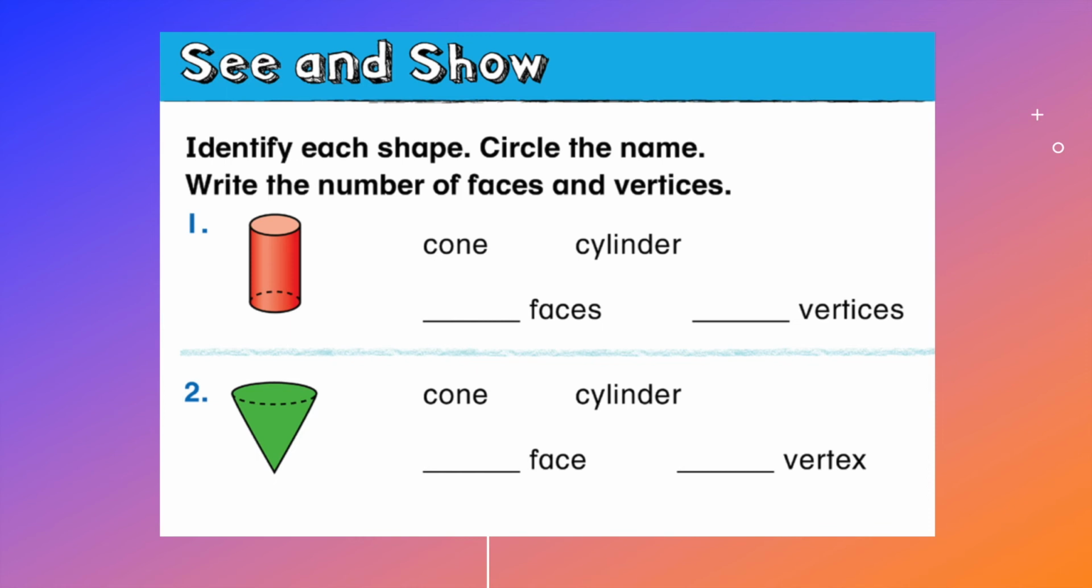All right, mathematicians, let's check your work. The red shape, or shape number 1, is a cylinder. It has two faces and 0 vertices. Shape number 2, or the green shape, is called a cone. It has one face and one vertex.